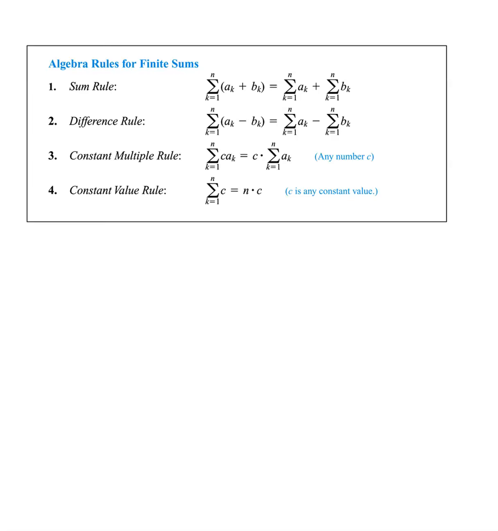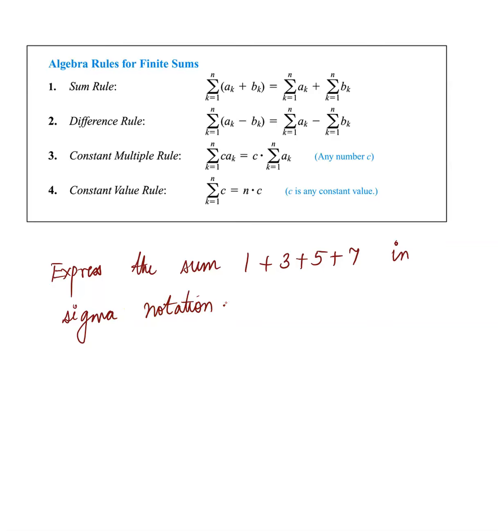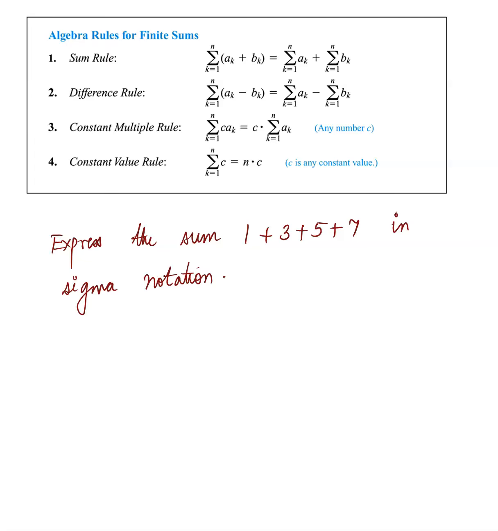Okay, let's say you had to express the sum 1 plus 3 plus 5 plus 7 in sigma notation. How would you write this? Again, there are multiple answers that can be true for this. So you can think of summation k. I apologize, it was a plus 9 as well. Just put that in there. Plus 9.